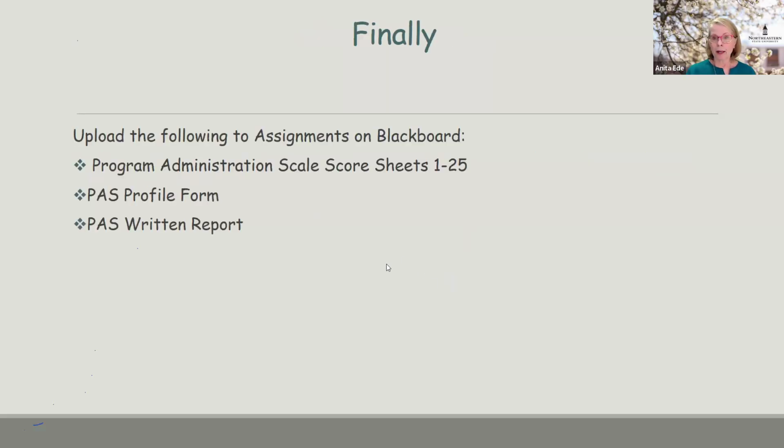And then you go to Blackboard and go to the PAS and download 3 different things. The program admissions scale score sheets, that's one file. The PAS profile form is another file. That's the graph. And the written report. 3 separate files. And that's it.